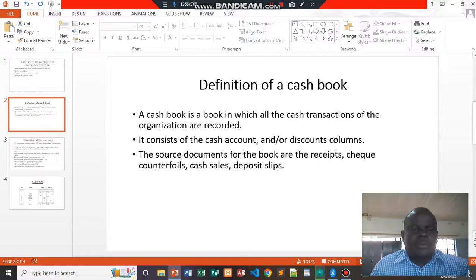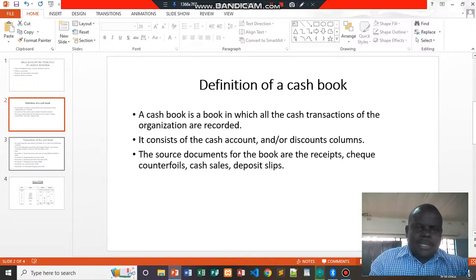Now, each book of prime entry is prepared from the source documents. When we say source documents, we are simply looking at those documents from which information is obtained for us to record in each book of prime entry. For the cash book, the source documents are the receipts, check counterfoils, cash sales, and also the deposit slips. Information is transferred from these source documents and recorded in the cash book.